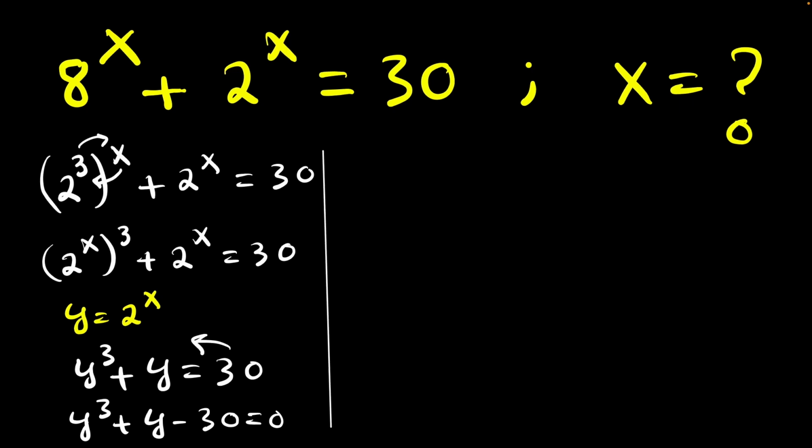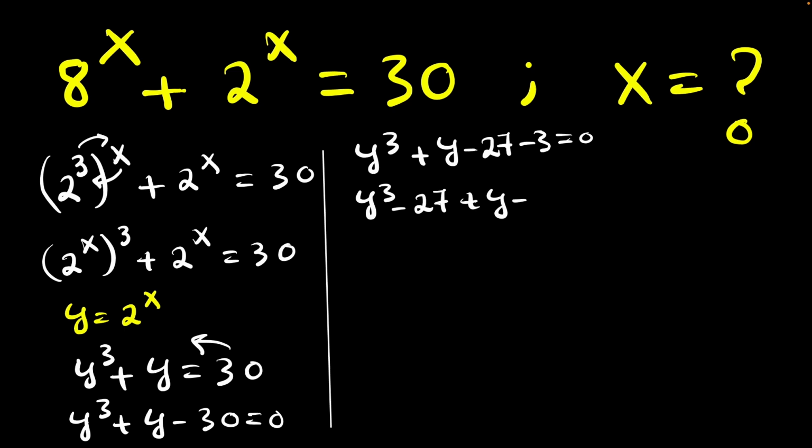What next? I'm going to write minus 30 as y cubed plus y minus 27 minus 3 equal to 0. So they are the same. Minus 27 and minus 3 is minus 30. So now I'm going to write y cubed minus 27 plus y minus 3 is equal to 0. So it's the same, just I played a little bit with minus 30.